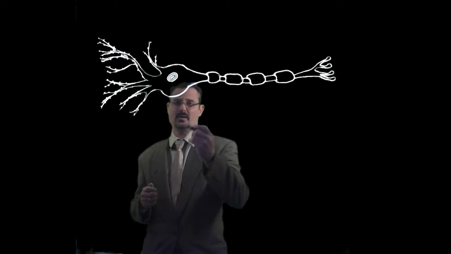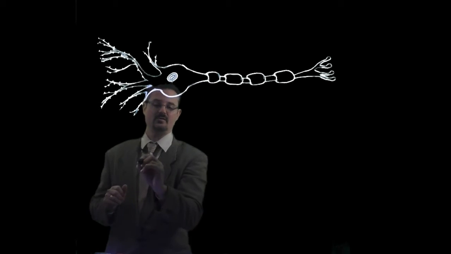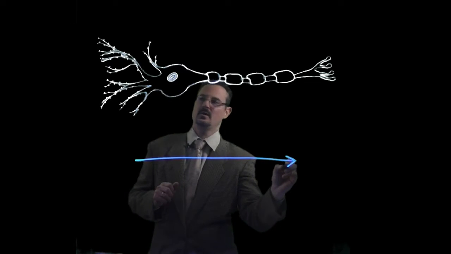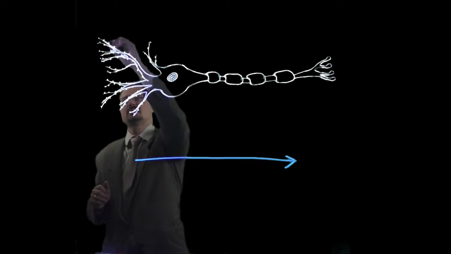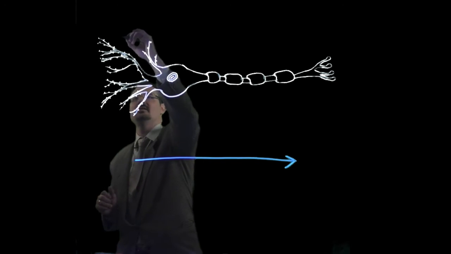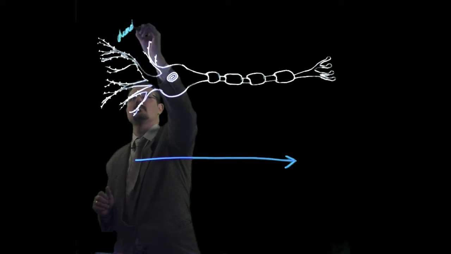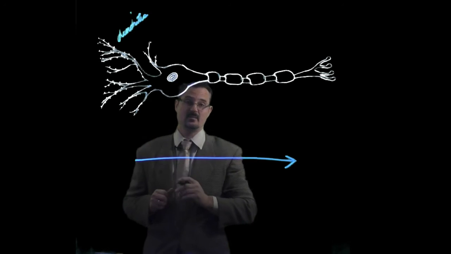So this is a neuron. This is what a neuron looks like. Information is going to travel in that direction. Now, this part of the neuron here, this arborized part, is called the dendrites. The dendrites receive incoming information.